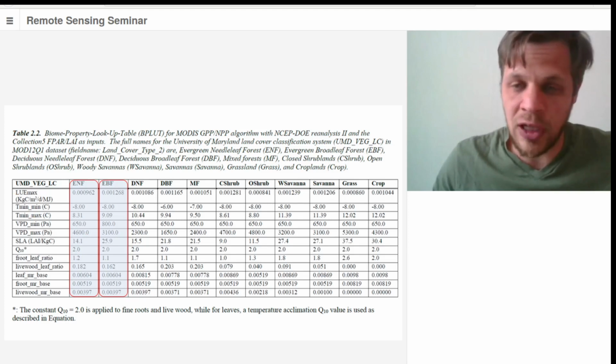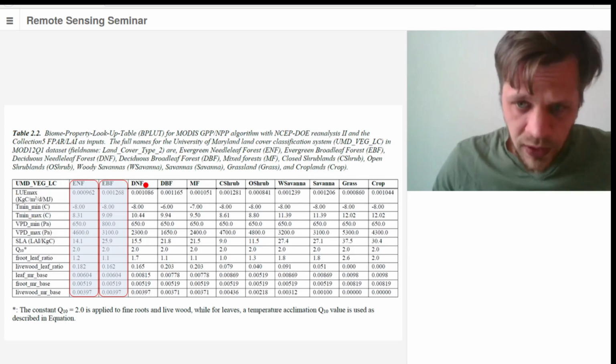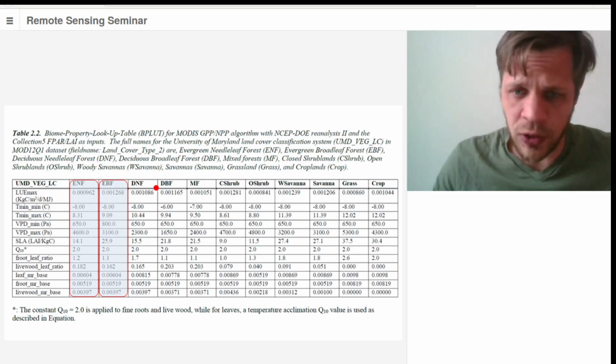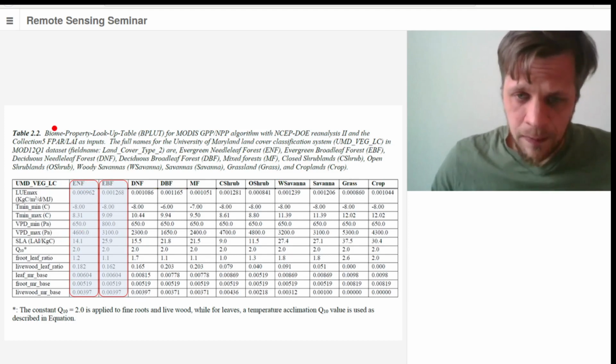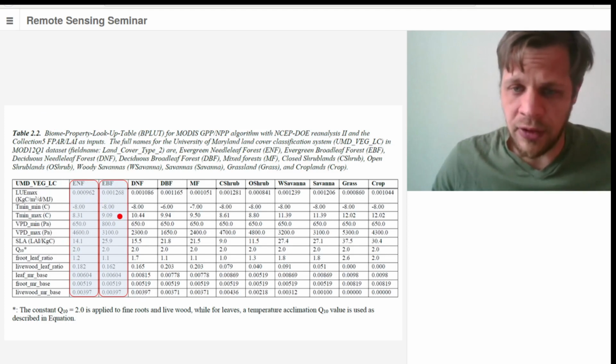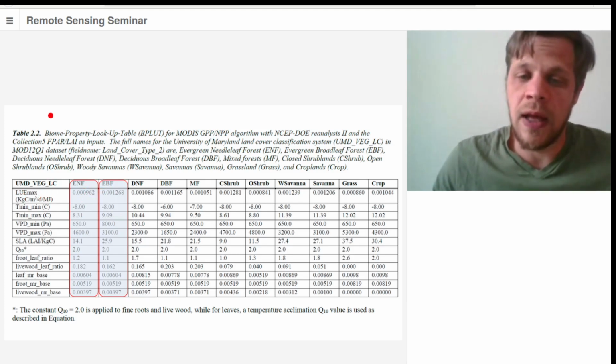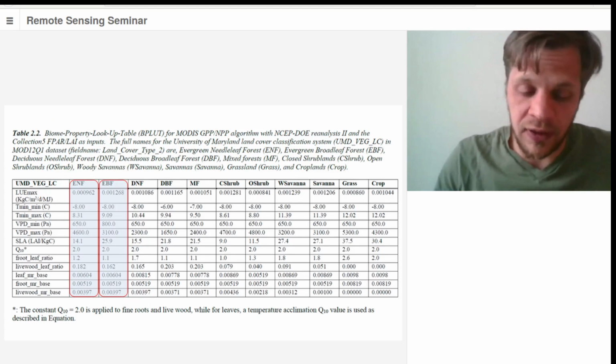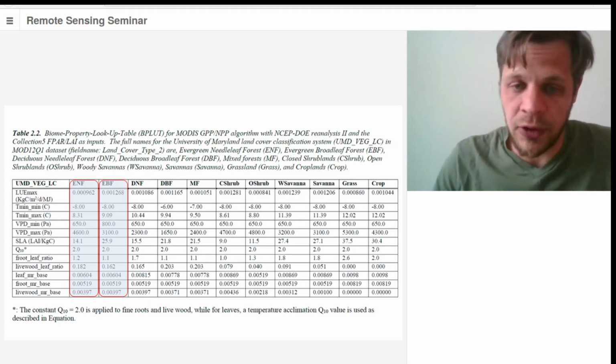Regarding these biome-specific lookup tables, here's a little table where I show you some of the biomes. For instance, evergreen needleleaf forest and evergreen broadleaf forest, just for comparison. What you see is that some of the parameters are the same regardless of the biome, but others are very specific. What I already said is that this epsilon, the key parameter, is different, because it makes a difference for the light use efficiency if it's a conifer forest or a broadleaf forest.